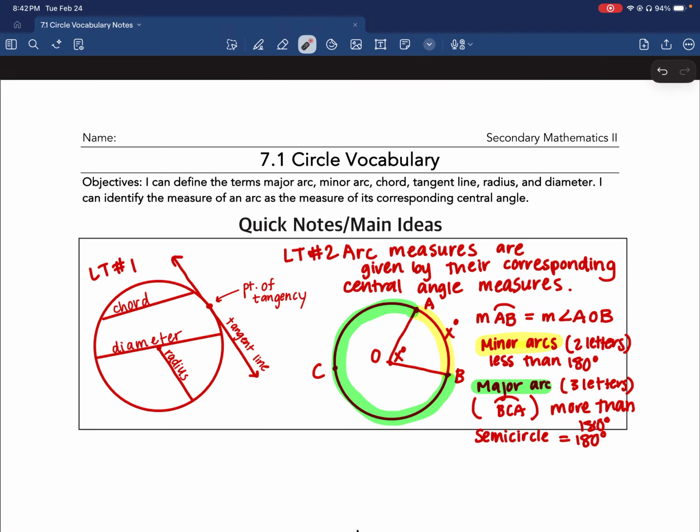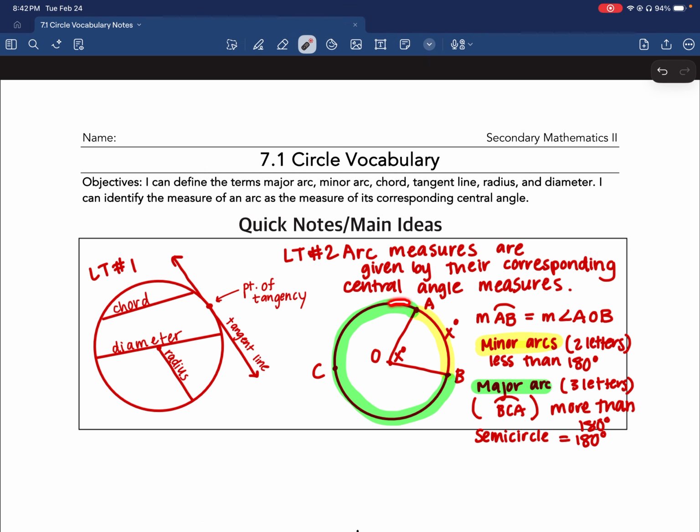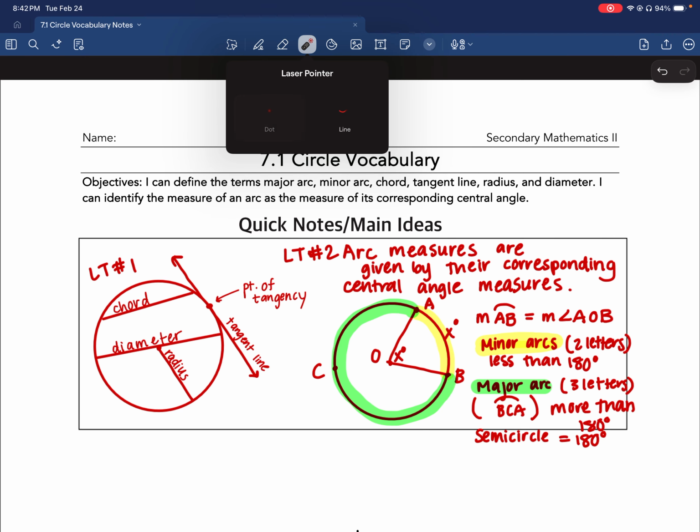Now there is a third type of arc. It's less common, and we don't really call it an arc, but it is a semicircle that is 180 degrees. Okay, so semicircle would be like if I had an arc that was halfway around this circle. This would be a semicircle. It's exactly 180 degrees. Okay.